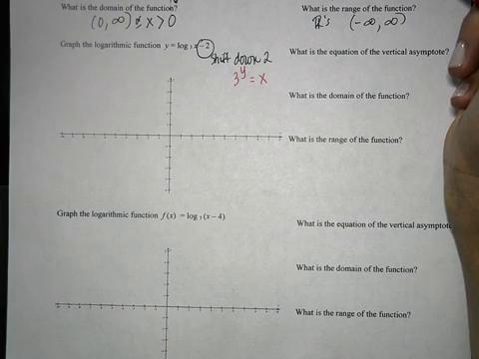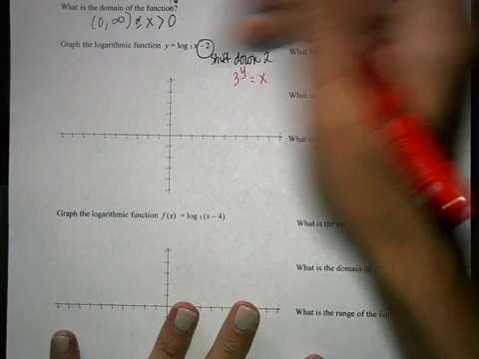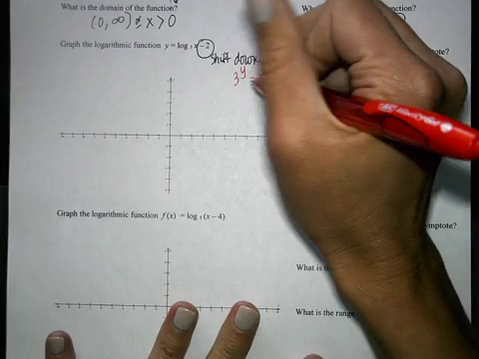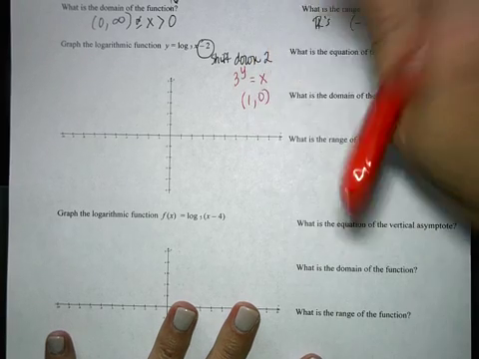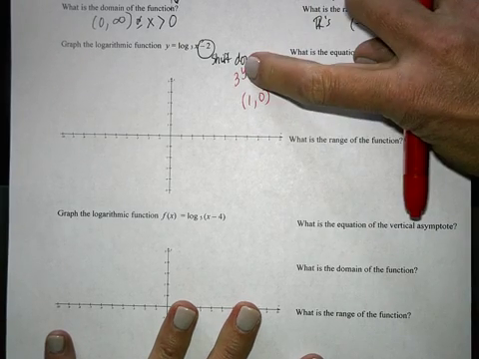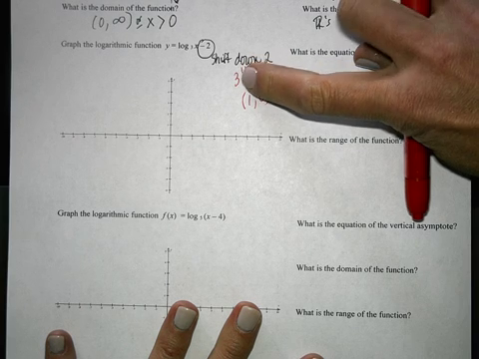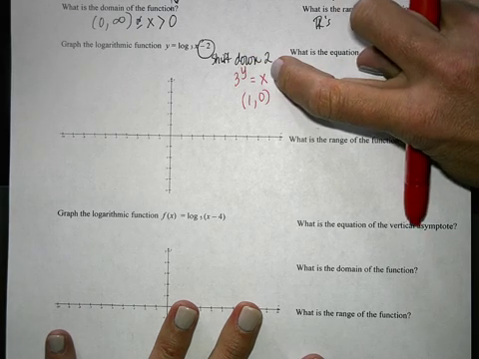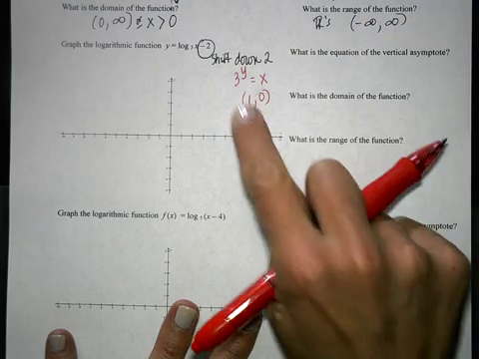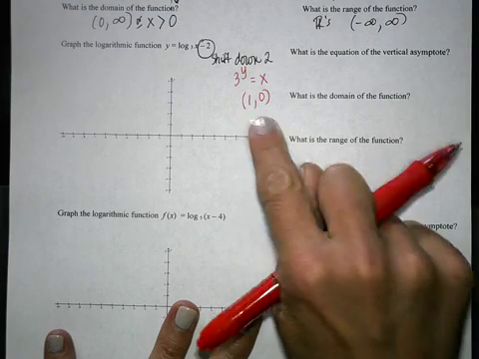What that means for my points is that, first of all, you will always have a point at (1, 0). And the reason is when you plug in 0 for y, no matter what your base is, you always get 1, because anything to the 0 power is 1. So every graph starts with a point at (1, 0).